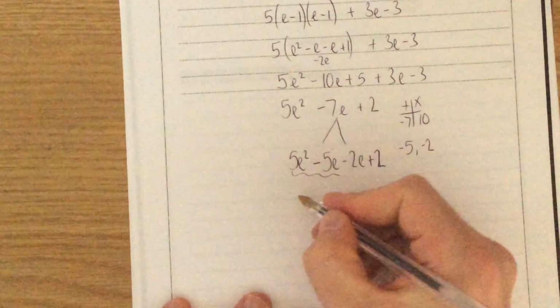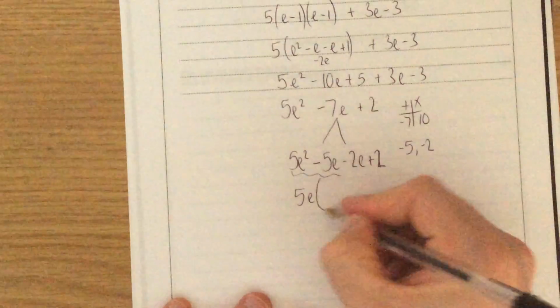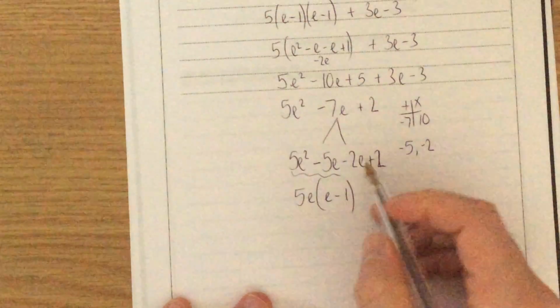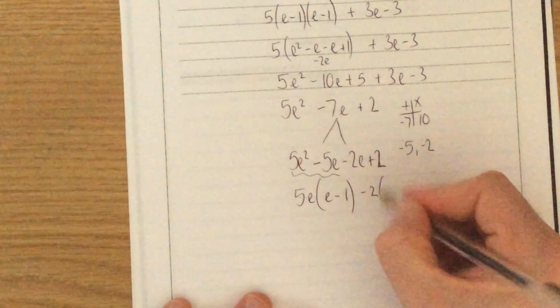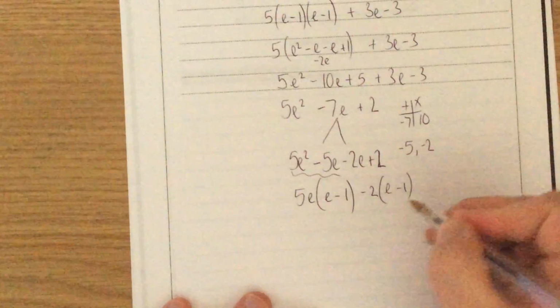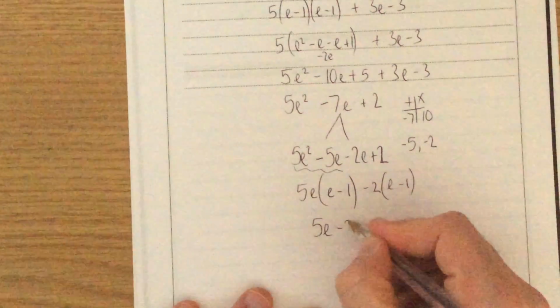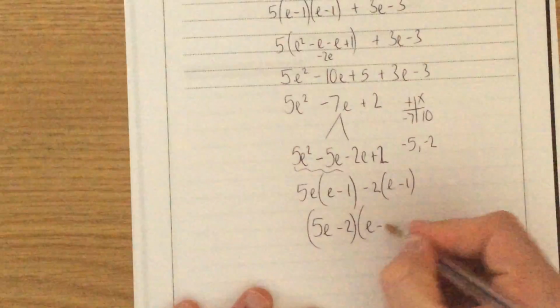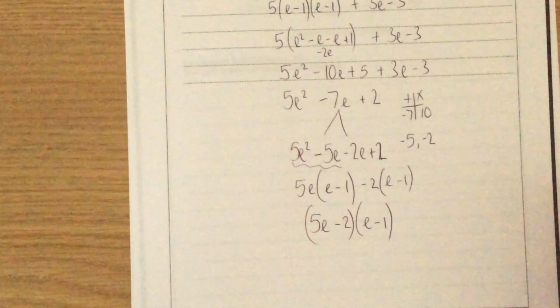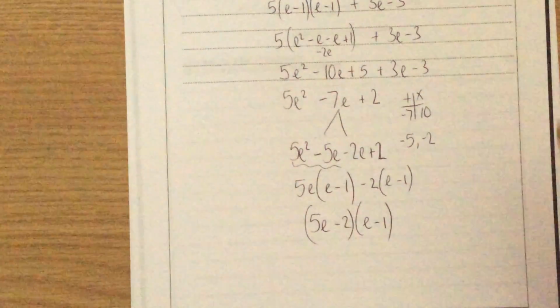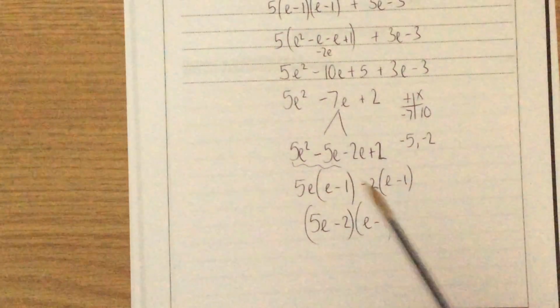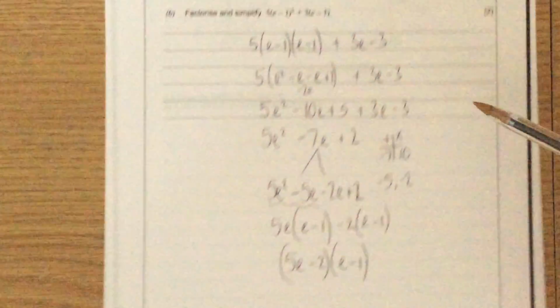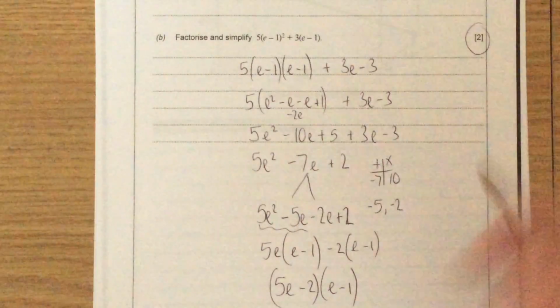Factorise the start, so I've got 5e common, and then I get e minus 1. Common in here I've got 2, and then I'm going to get e minus 1 again, so I'm left with 5e minus 2 as one bracket and the repeated bracket of e minus 1 as the other one, and that is that factorised. Now in part A I told you to look at the clues of fully and 3 marks. In this question all of that is worth 2 marks.